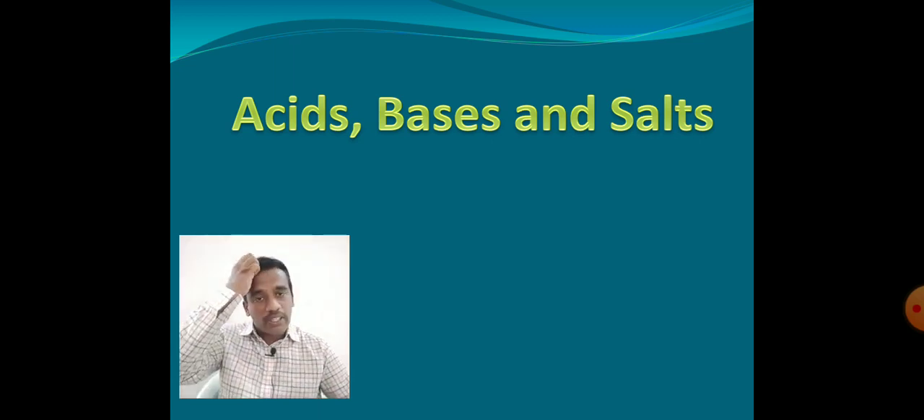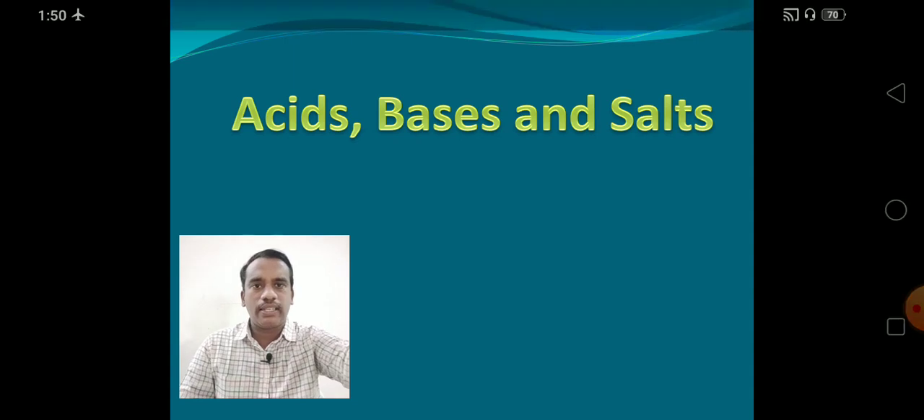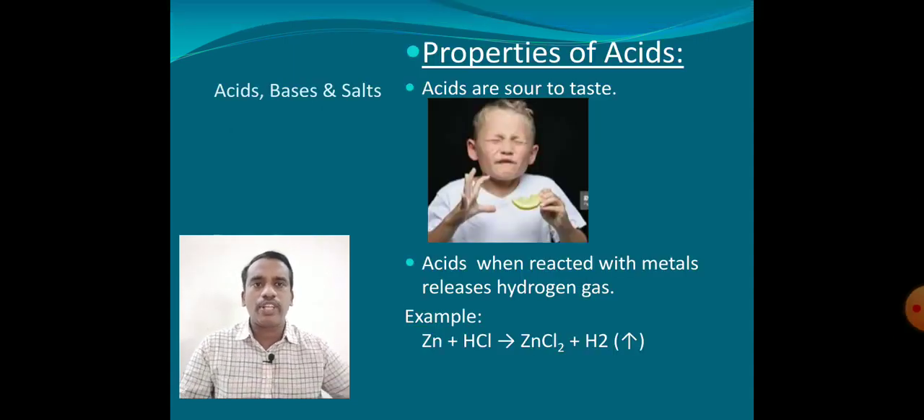And what else did we learn in our previous classes? We learned in chapter number 1, chemical reactions and equations, in activity 1.2, that zinc granules when reacted with dilute hydrochloric acid formed zinc chloride and released hydrogen gas. So these are the previous topics where we came across the word acids. Let us see here about the acids that we came across.